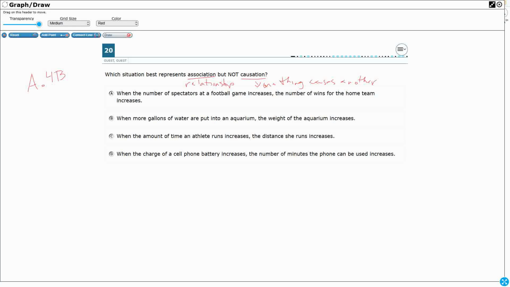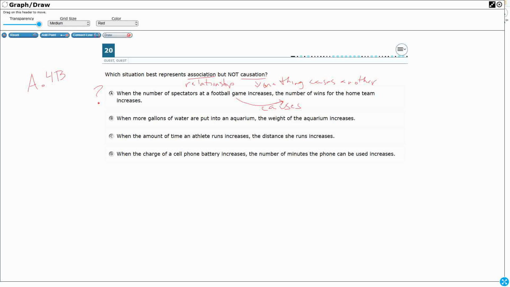So let's take a look here. A, when the number of spectators at a football game increases, the number of wins for the home team increases. So you're saying that this causes this. Well, if that were the case, then some of the most popular teams would always win, but that doesn't always happen. Spectators don't cause the home team to win. Now, spectators are more likely to show up when the home team is winning because people like watching winning football. So I'm thinking this is it because those are related, but spectators increasing doesn't make the team win more, even though they do like playing in front of friendly fans.